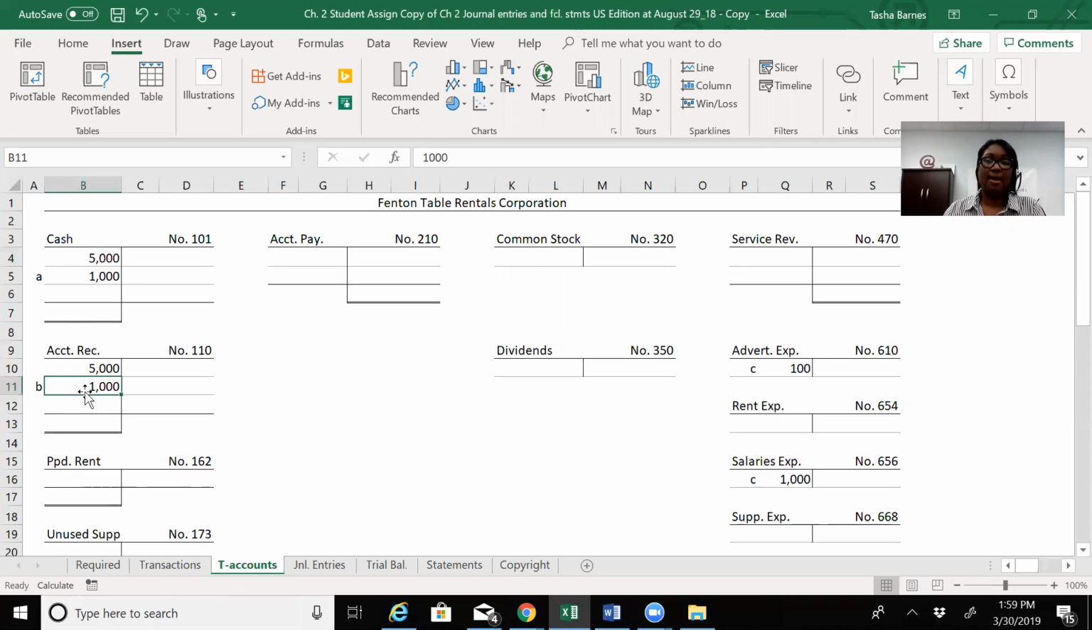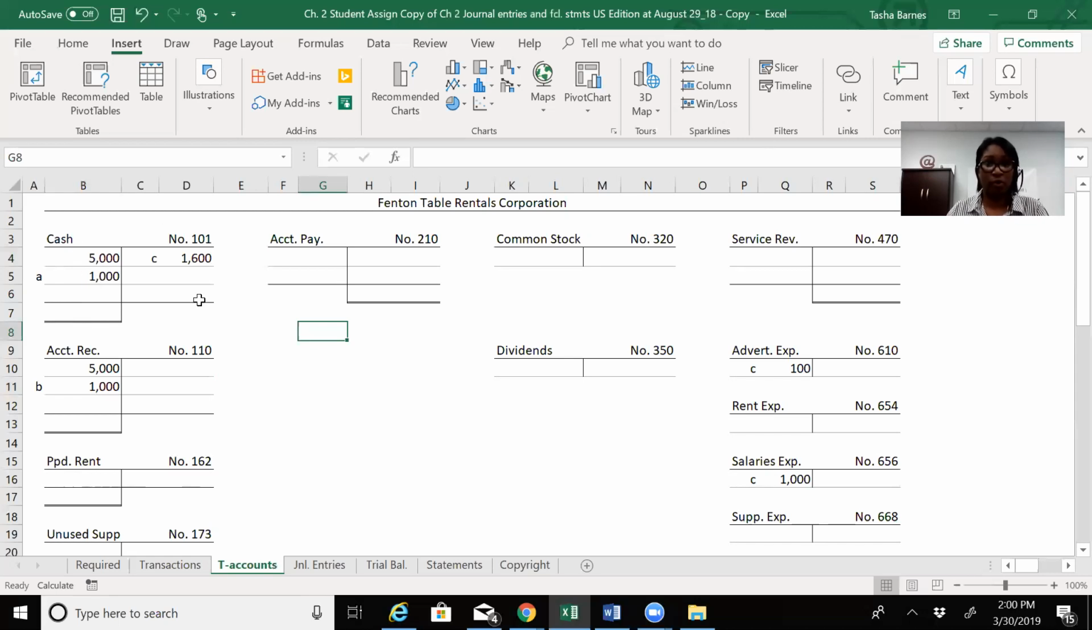Then for C, it says we pay the following expenses: $100 for advertising, $1,000 for salaries, and $500 for telephone. That's a total of $1,600, so $1,600 came out of our cash account. Over here we have C, and we're going to start with $1,600. We reduced our cash by $1,600. When you want to decrease cash, it is going to be a credit. It has a normal debit balance, so when you increase it, you debit it.